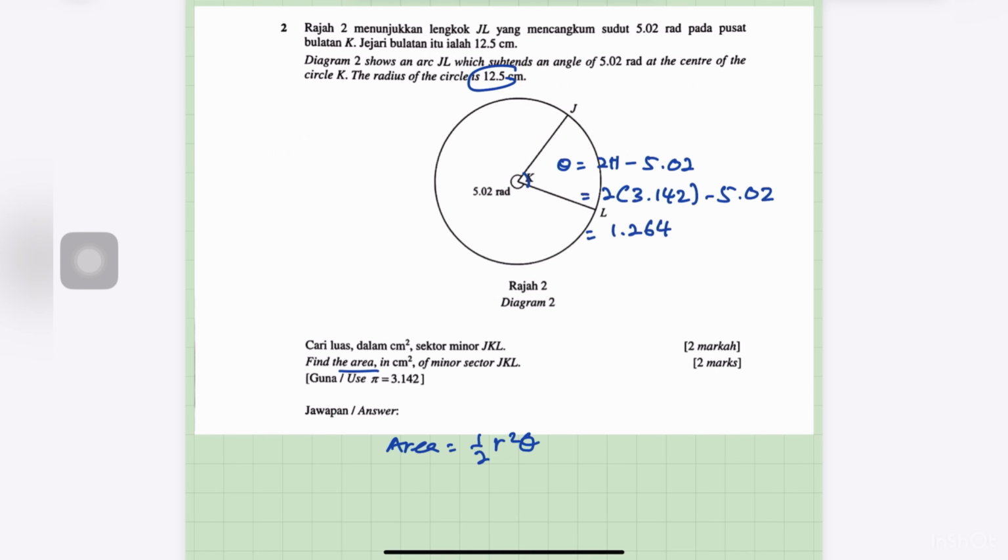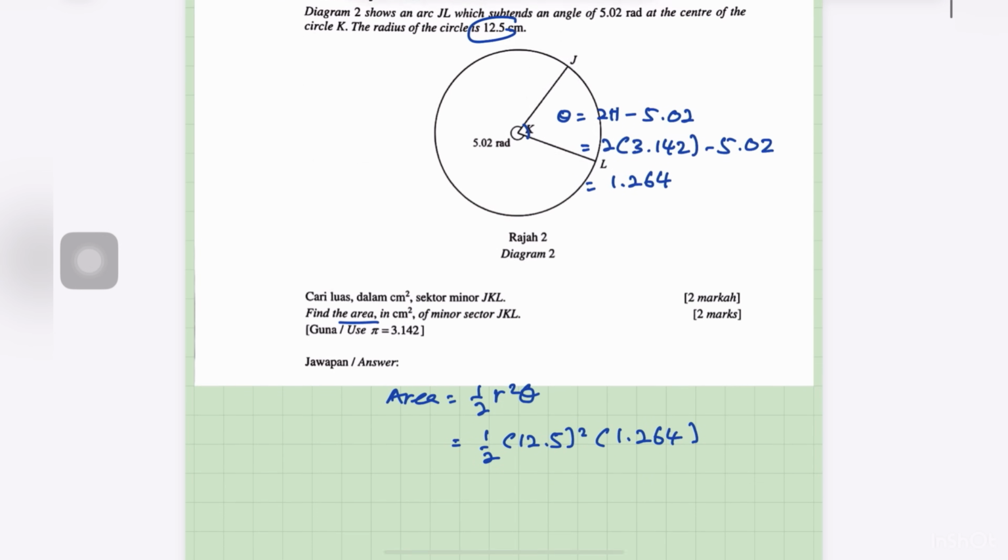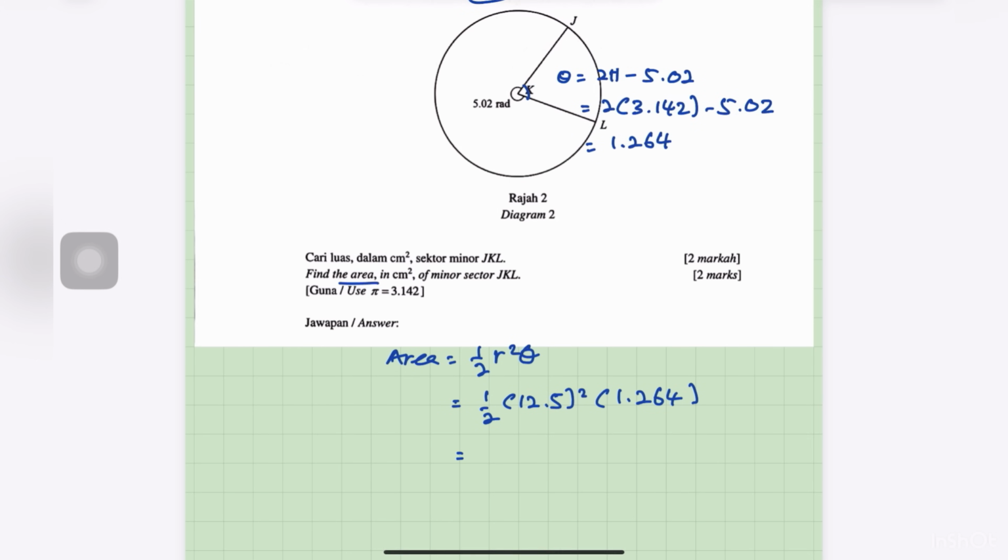Then we substitute here: 1 over 2, radius is 12.5 squared, theta is 1.264. So the answer is 98.75 centimeters squared.